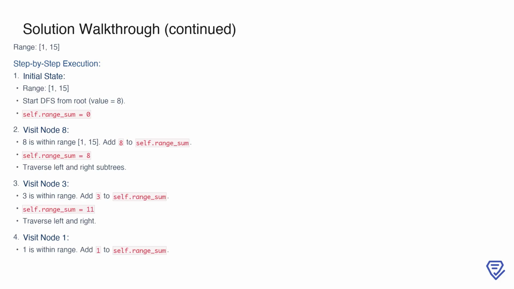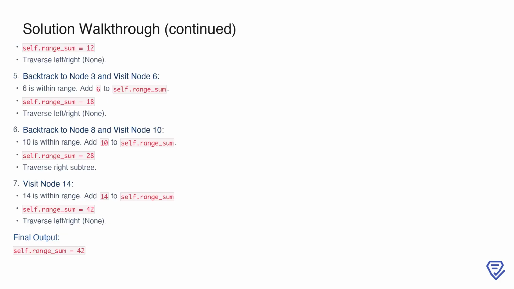From node 3, we explore its left child, the node with value 1. Since 1 is within the range, we add it to our sum, resulting in a new total of 12. Both the left and right children of node 1 are null, so we backtrack to node 3 and proceed to its right child, the node with value 6. The value 6 is within the range, so we add it to our sum, making the total 18. Both children of node 6 are null, so we return to the root node, 8, and move to its right subtree.